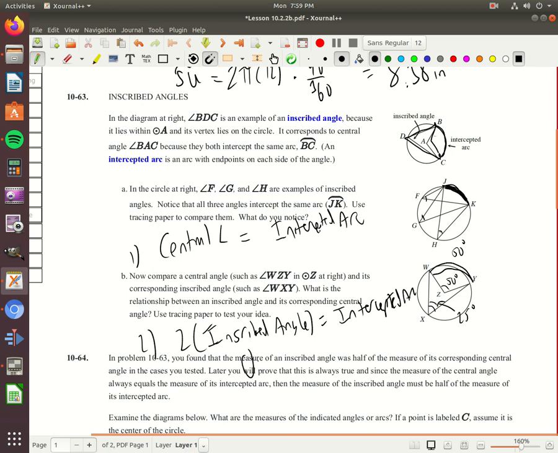Or, to write it the other way, if you know the inscribed angle, it's going to be equal to half of the intercepted arc. It doesn't really matter. It's the same relationship. You might be twice as old as your brother, or your brother might be half as old as you. It's the same idea, right? So that's the same logic there.